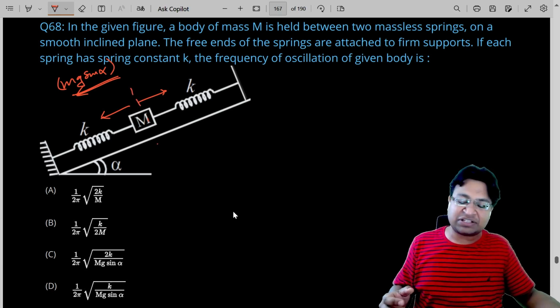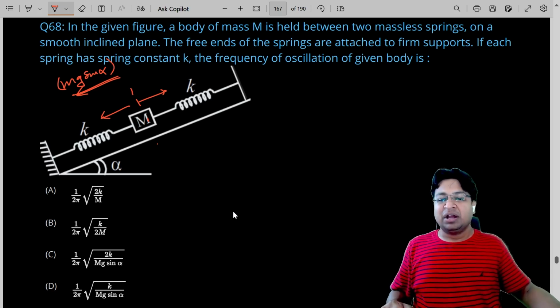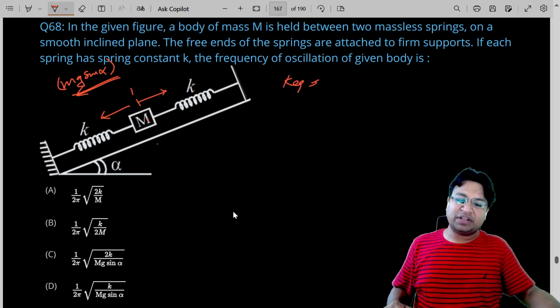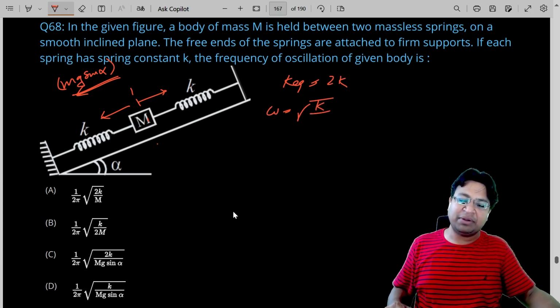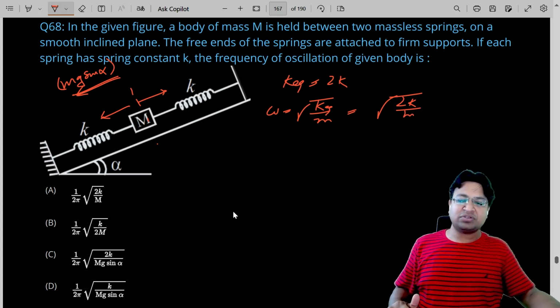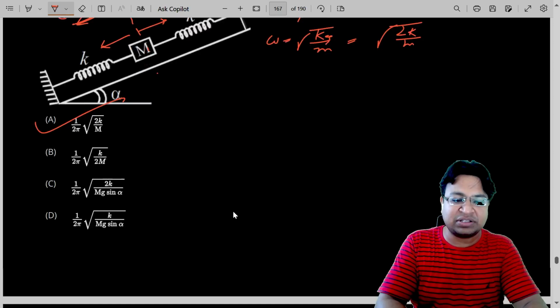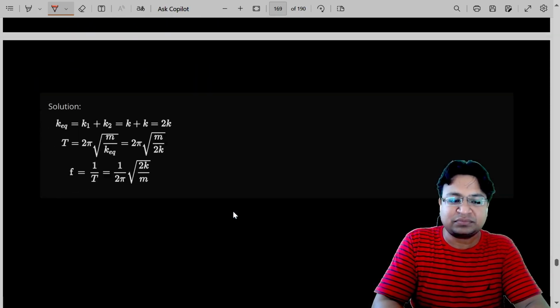We can just treat it as a spring block system. And the arrangement of spring here is the parallel arrangement of spring. So the value of K equivalent would be 2K. Omega for a spring block system is given by root of K by M. Here, K would be K equivalent, so omega would be root of 2K by M. We are seeking the frequency. So 1 upon 2 pi into root of 2K by M is what we are looking for as the answer. So option A would be the right one here.